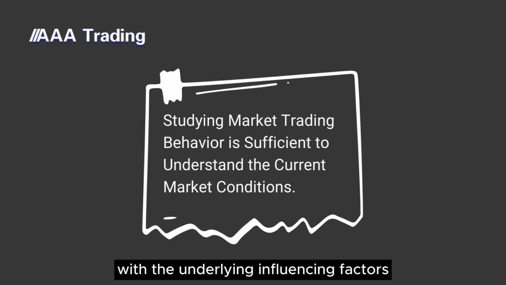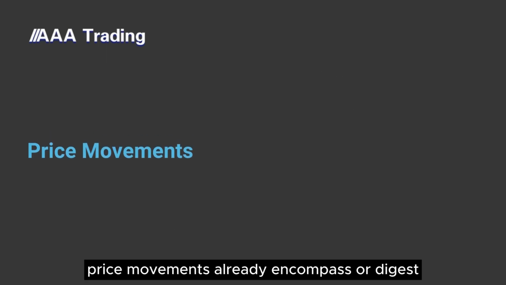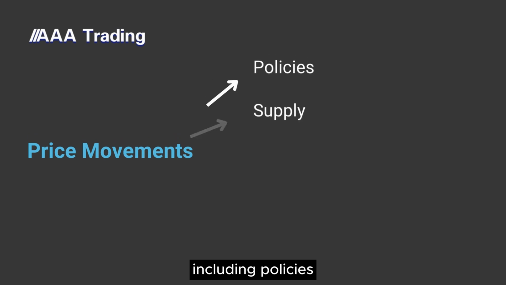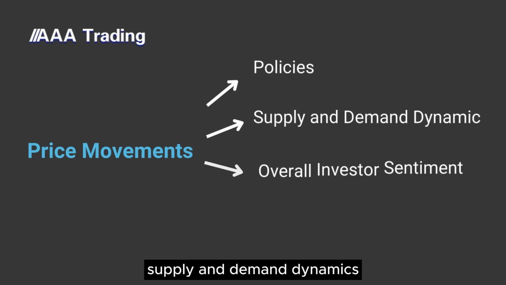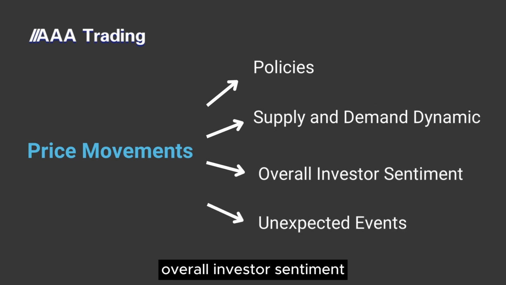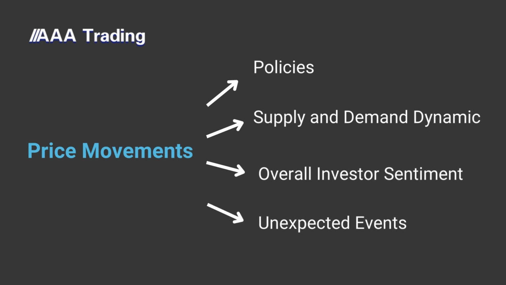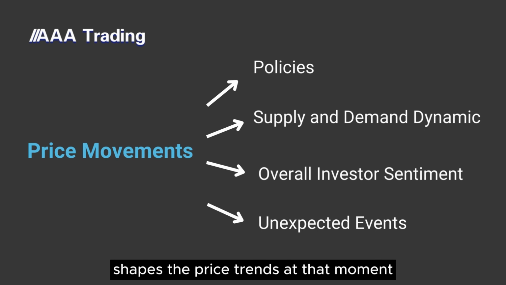the underlying influencing factors. Price movements already encompass or digest all market information unknown to speculators, including policies, supply and demand dynamics, overall investor sentiment, and even unexpected events. The combined force of these factors shapes the price trends at that moment.